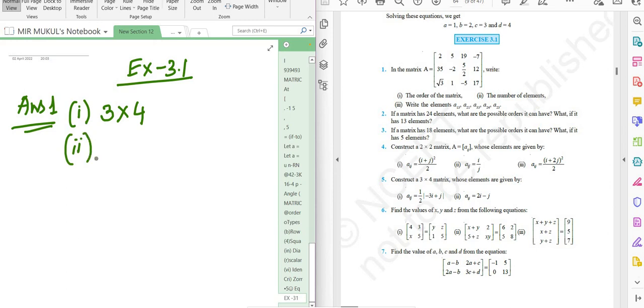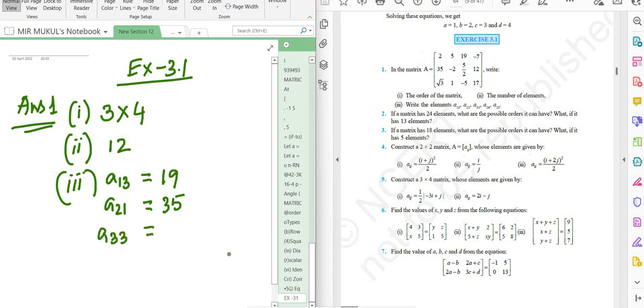Number 2, number of elements. So 3 and 4 will be multiplied. How many elements? 12. Then third, write a few elements they are asking. Write A13. Which element is present in this position? First row and third column. Which one? 19. Very good. Then A21, second row, first column. Which element? 35. Very good. Then A33.